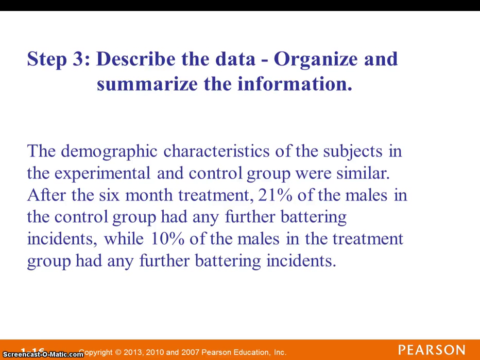Step 3 is to describe the data, or in other words, to organize and summarize the information. The demographic characteristics of the subjects in the experimental and control group were similar. After 6 months of treatment, 21% of the males in the control group had any further battering incidents, while 10% of the males in the treatment group had any further battering incidents.